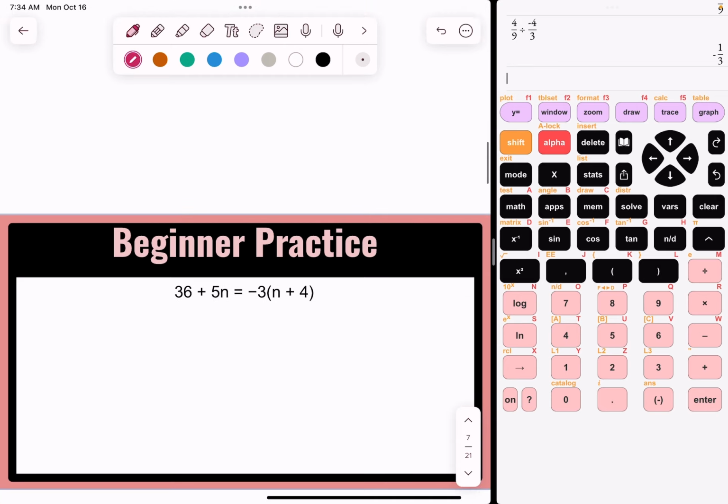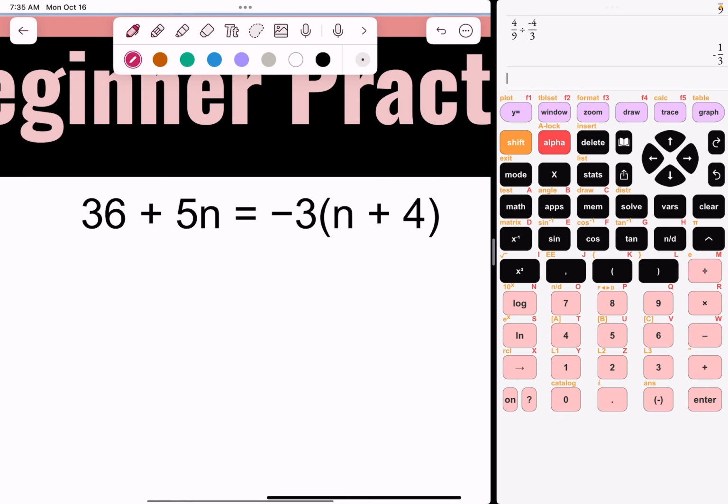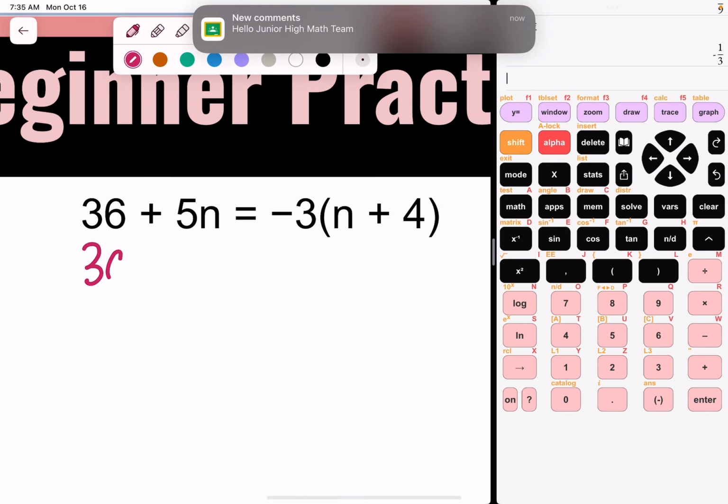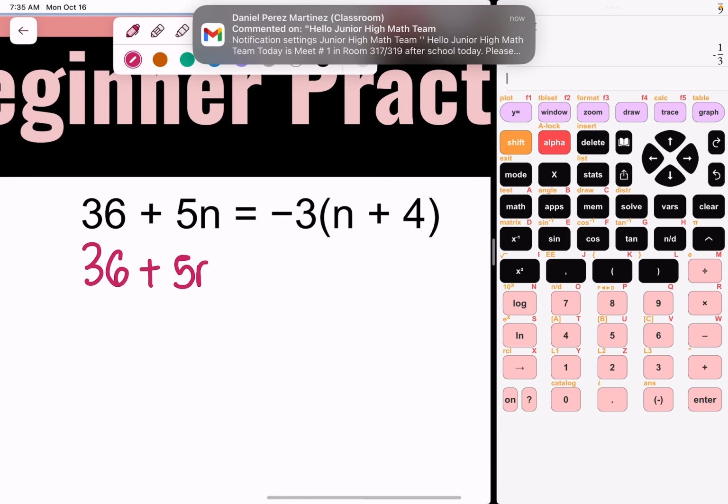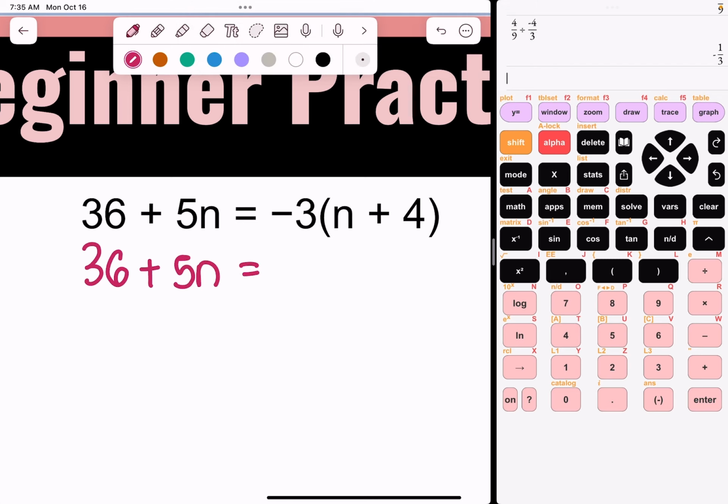So, let's look at this beginner practice. The left side, there's nothing I could do. There's only two things there. There's no parentheses. I just leave it alone. But now on the right side, I could do negative 3 times n is negative 3n, and negative 3 times 4 is negative 12.